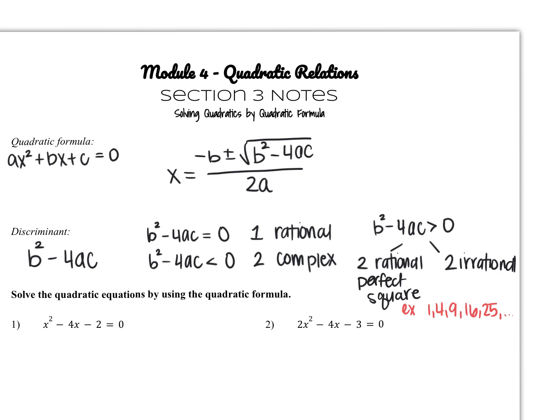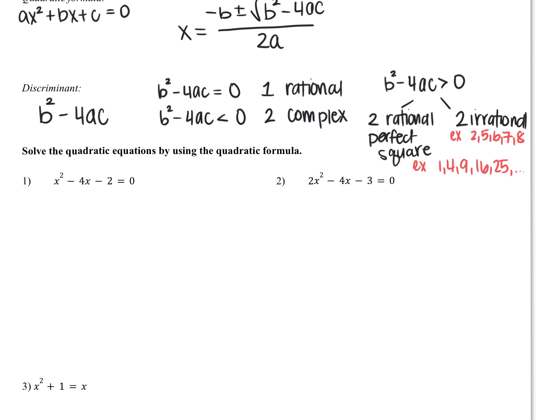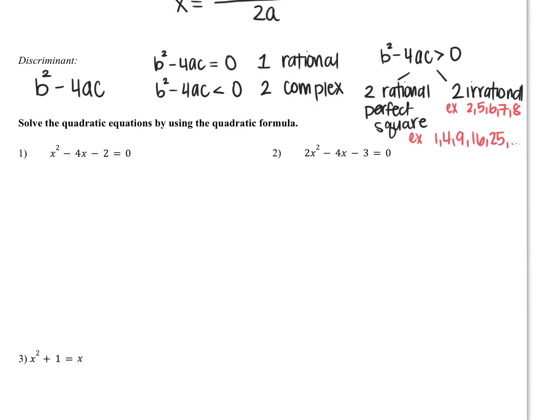The irrational ones are when you take the square root and you end up with a decimal, like the square root of 2. Not a nice number. And 5, 6, 7, 8. I mean, the majority of numbers are irrational when it comes to taking the square root. Okay, we'll talk more about that in a little bit. So let's start by doing some examples where we solve quadratics using the quadratic formula.